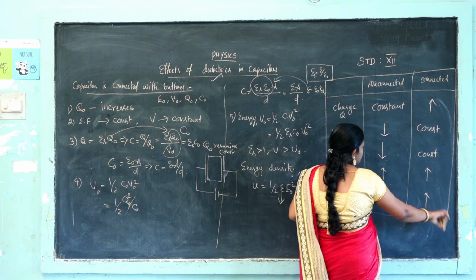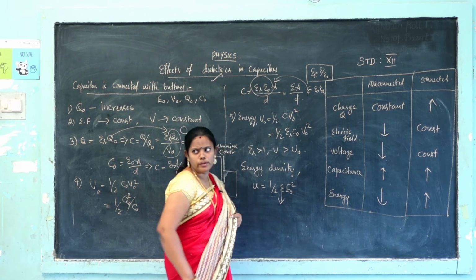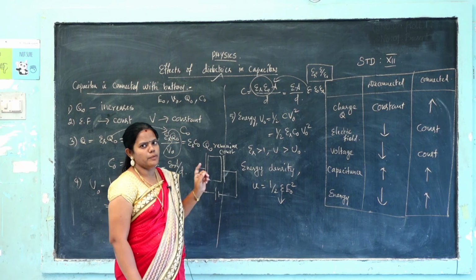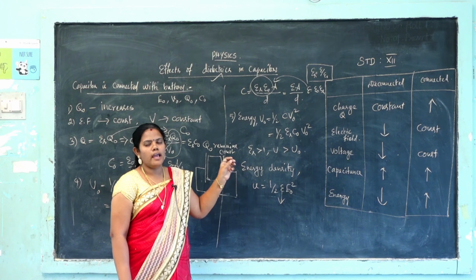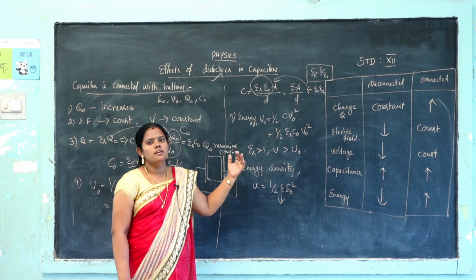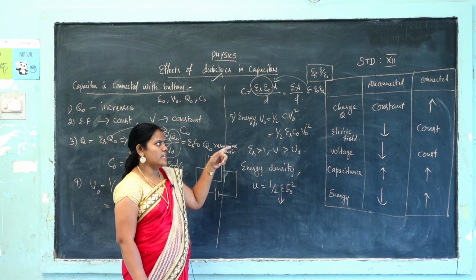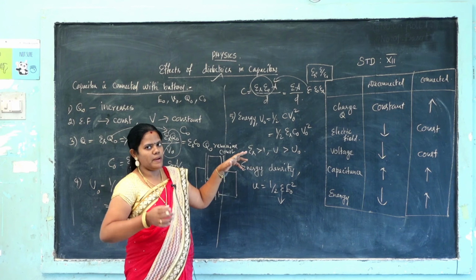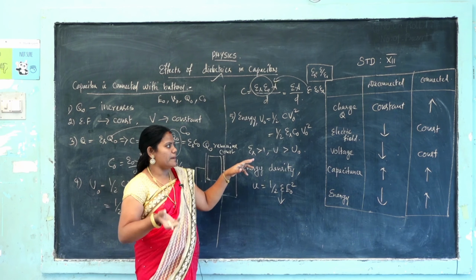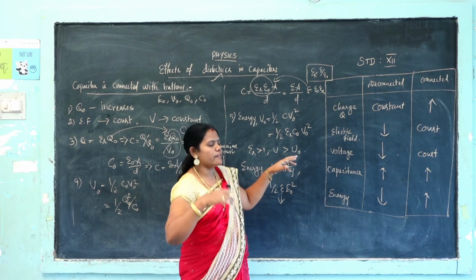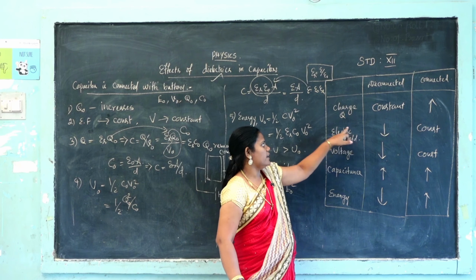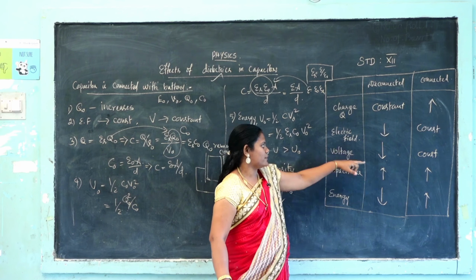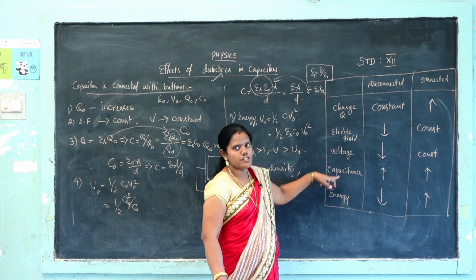Okay, so in these two questions, in the first part the battery is removed, and in the second part the battery is connected, and in both the dielectric is inserted. When the battery is disconnected before, after the battery removal, the charge will be constant, the electric field will decrease, the voltage will decrease, the capacitance will increase, and the energy will decrease.